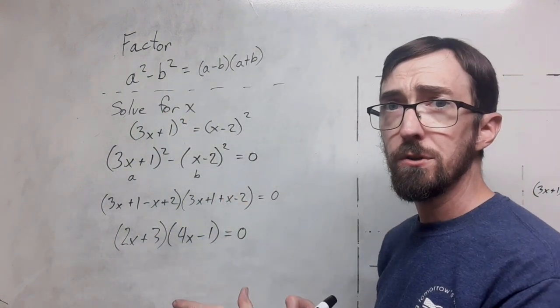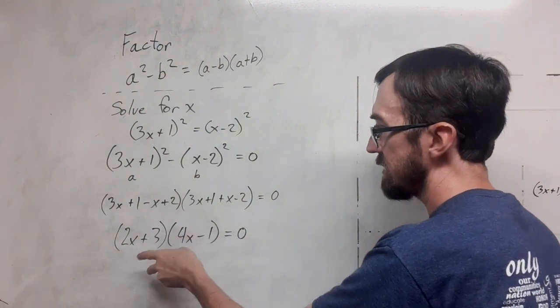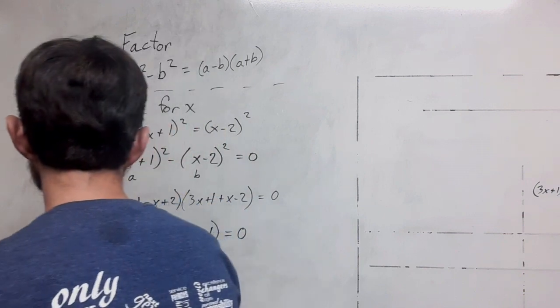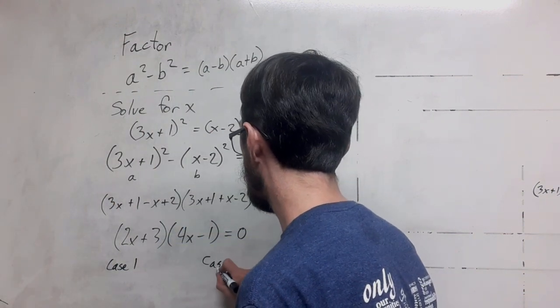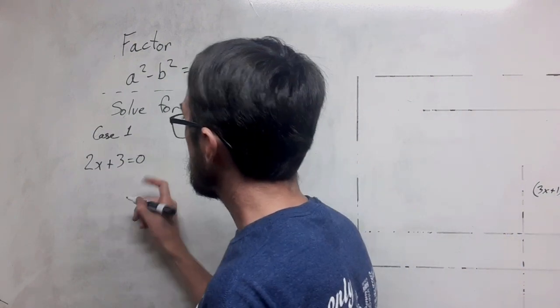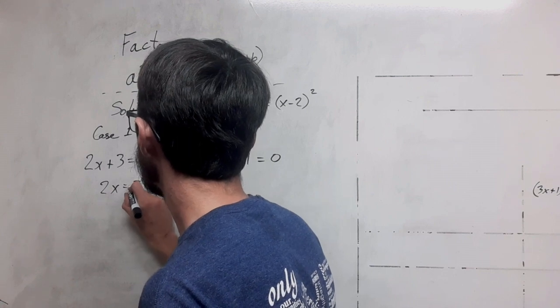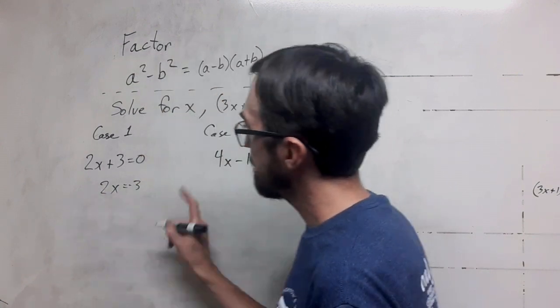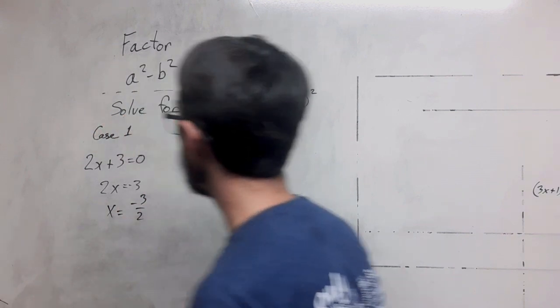Now, we're going to use the zero product property, set each of these equal to 0, and solve for x. Call this case 1 and case 2. I'm going to subtract 3 from both sides. And then we're going to divide by 2. So I have x is equal to negative 3 halves.